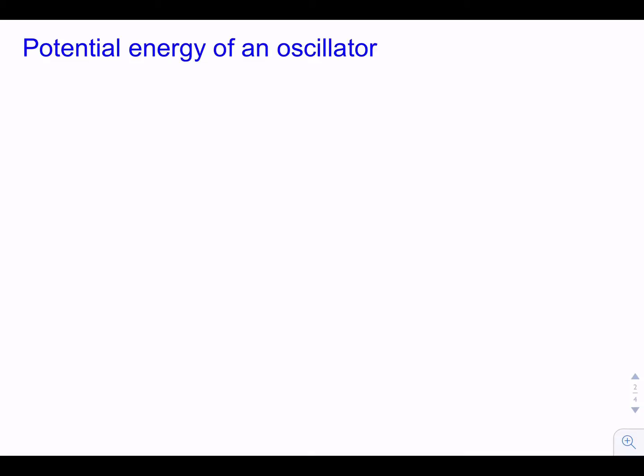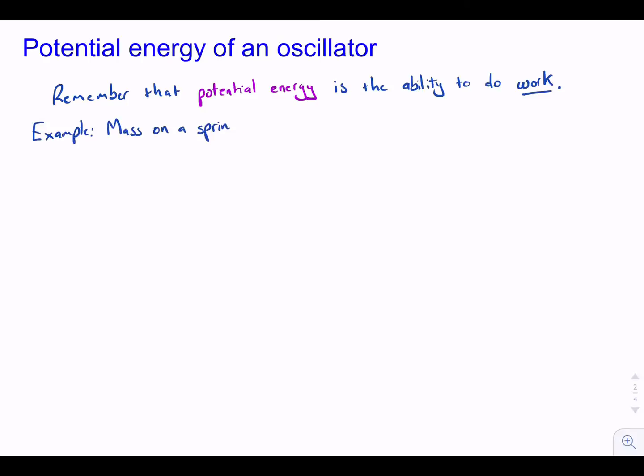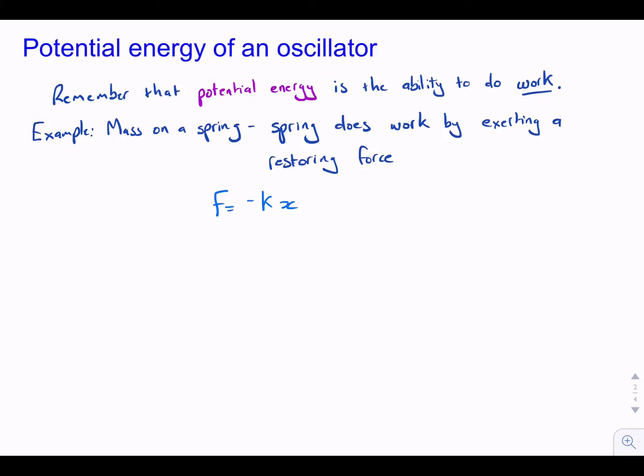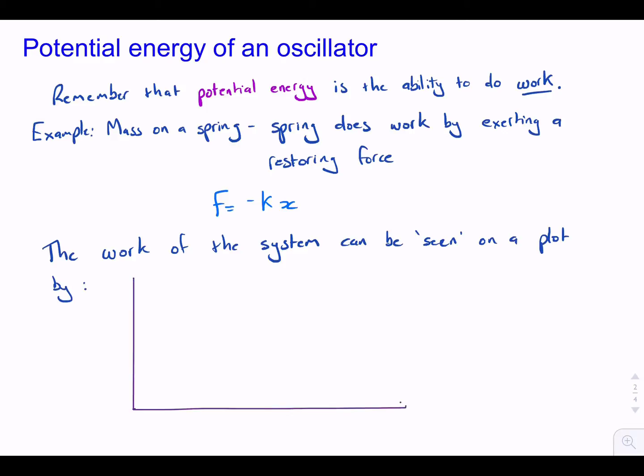Let's talk now about the potential energy of an oscillator. Remember that potential energy is the ability of a system to do work. Example, again, a mass on a spring. The spring does work by exerting a restoring force, which is equal to minus k, the spring constant, times x, the extension. The work of this system can be seen visually if we plot the force versus the extension. It can be seen below.